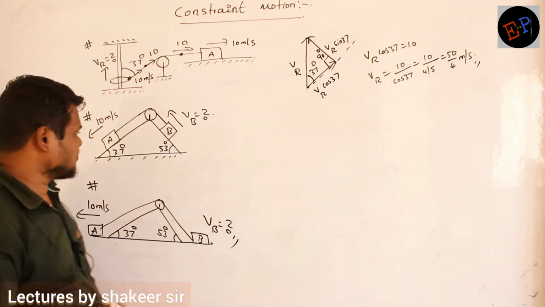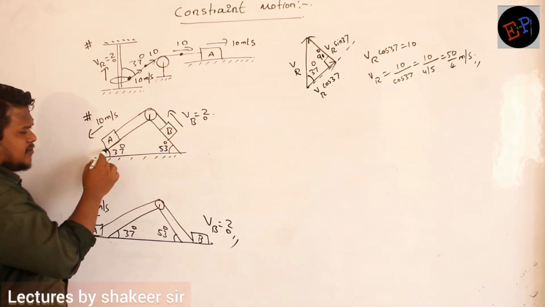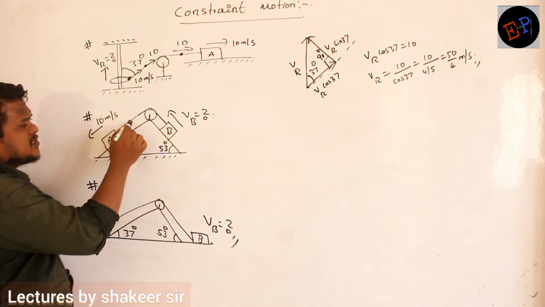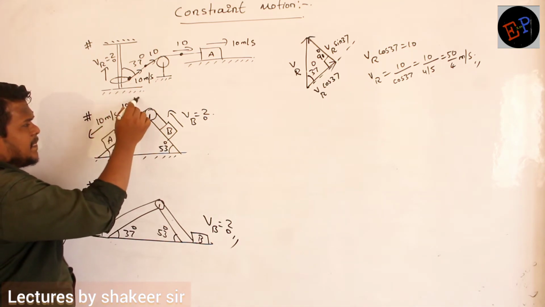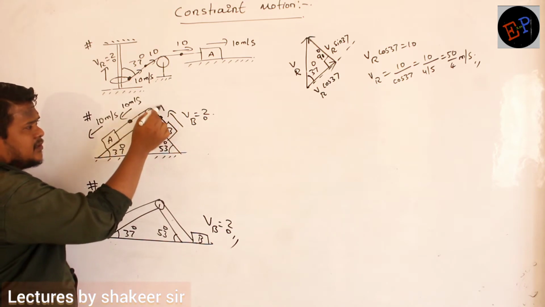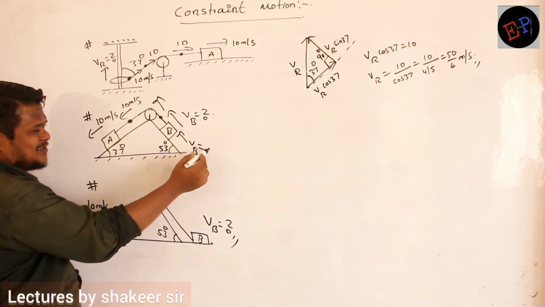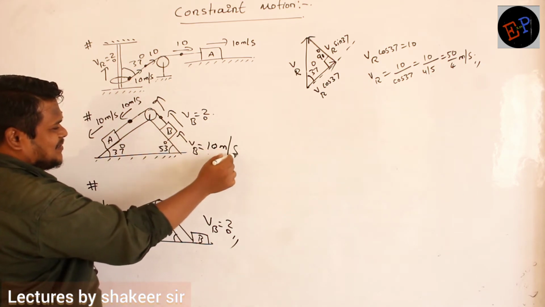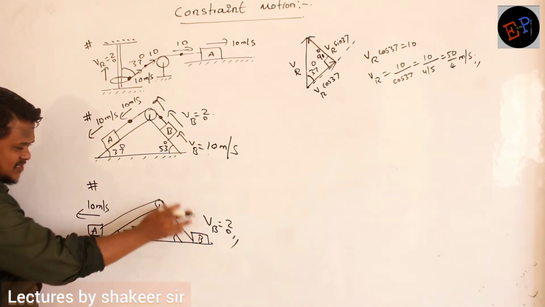Now if I see this velocity, what is the velocity of block A? 10. Velocity of this rope? 10 only. Velocity of this point? 10 only. Velocity of block B? 10 only. That is my answer. Nothing is there here to solve. Clear now? Now if you take this one, this is slightly different.